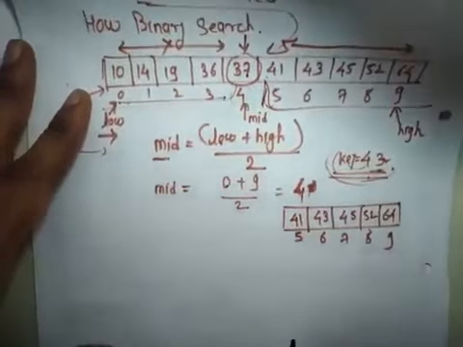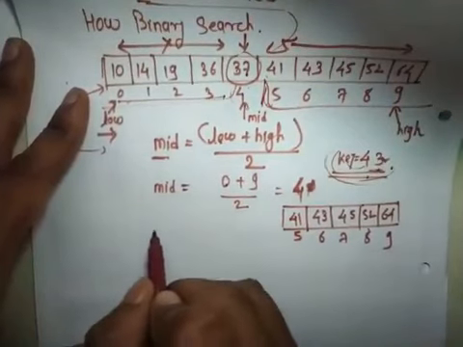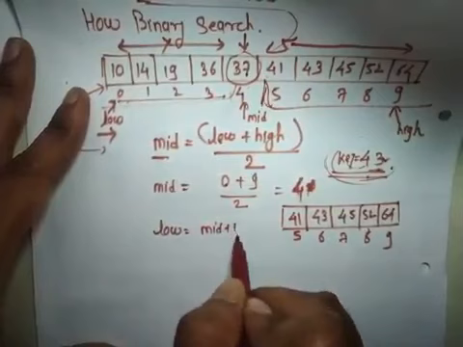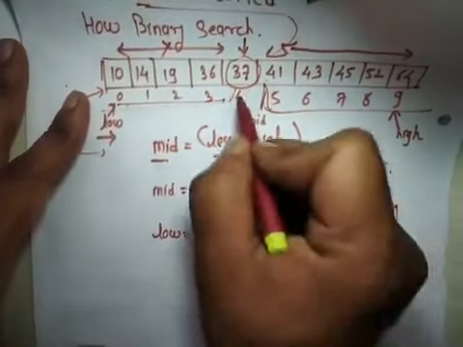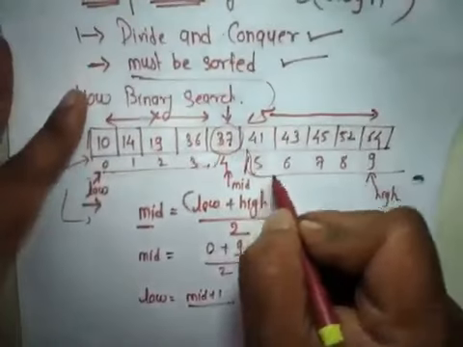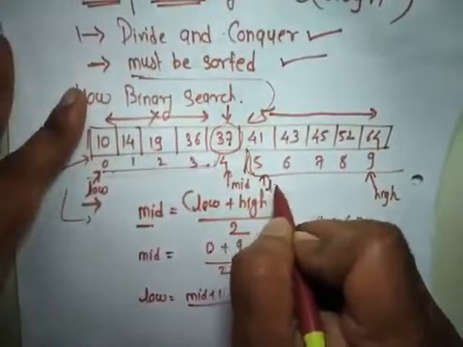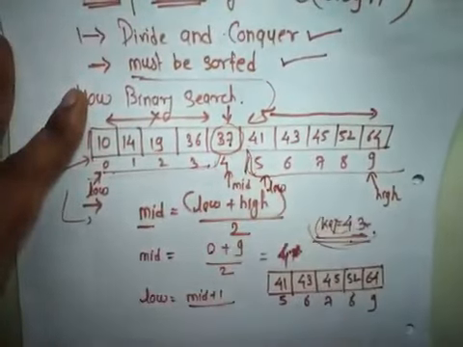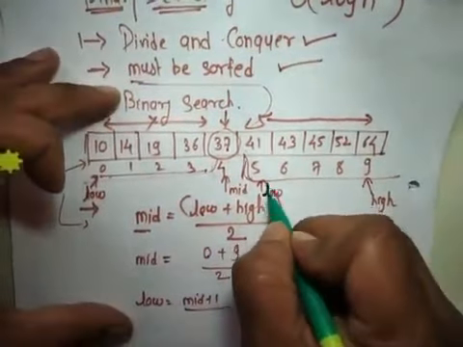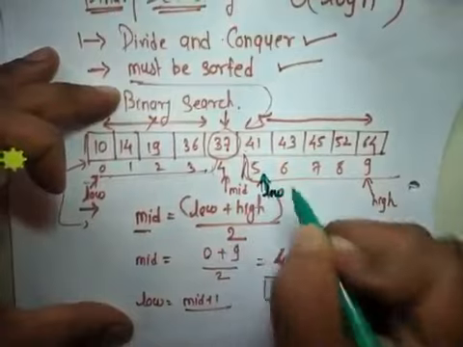So I am going to assign low is equal to mid plus 1. So what is the mid value? Mid value is equal to 4. 4 plus 1, 5. So now we get the new low, that is low is equal to 5. So my low is pointing to here. Now the updated low is pointing here.